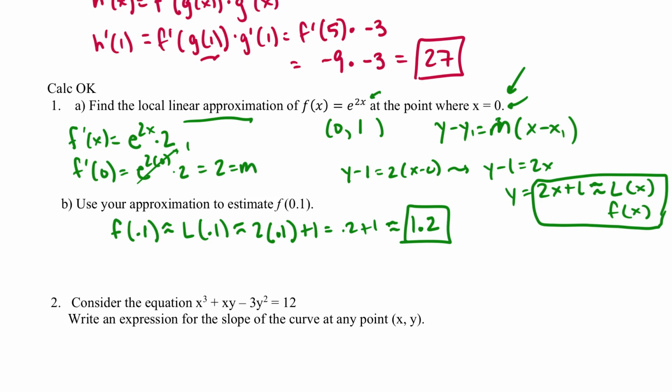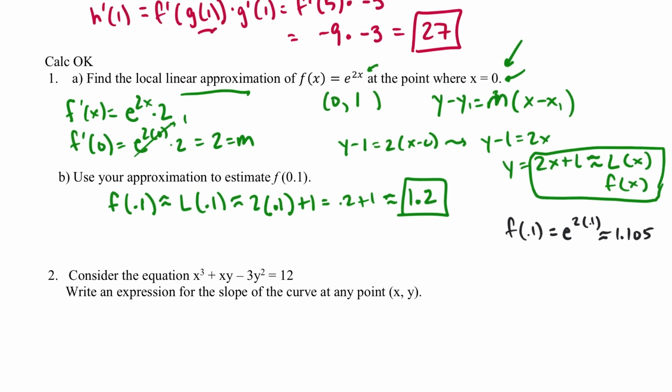And if you actually go through and plug this into the original equation, f of 0.1 equals e to the 2 times 0.1, you'll get this rough answer is going to be about 1.105. So my approximation was pretty close. I mean, that's close enough to be able to do it without a calculator. So let's move on and take a look at what we have next.